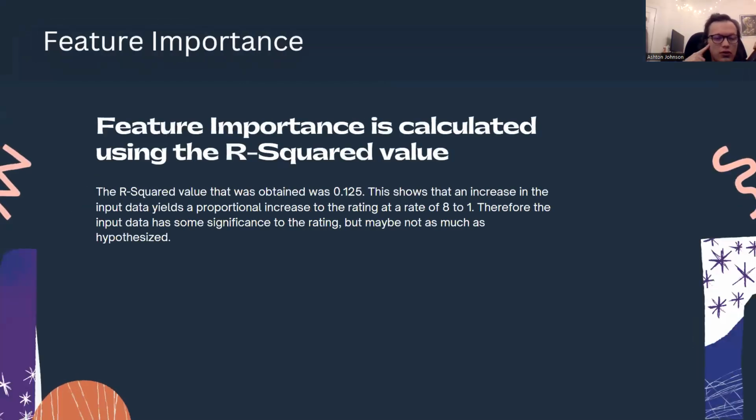Feature importance is calculated using the R-squared value. The R-squared value that was obtained was 0.125, or 1/8, which shows that an increase in input data yields a proportional increase in the rating at a rate of 8:1. Therefore, the input data has some significance to the rating, but maybe not as much as hypothesized.